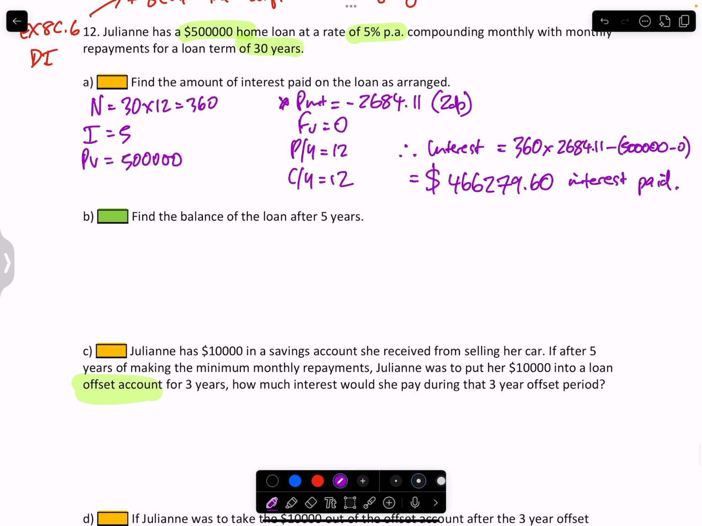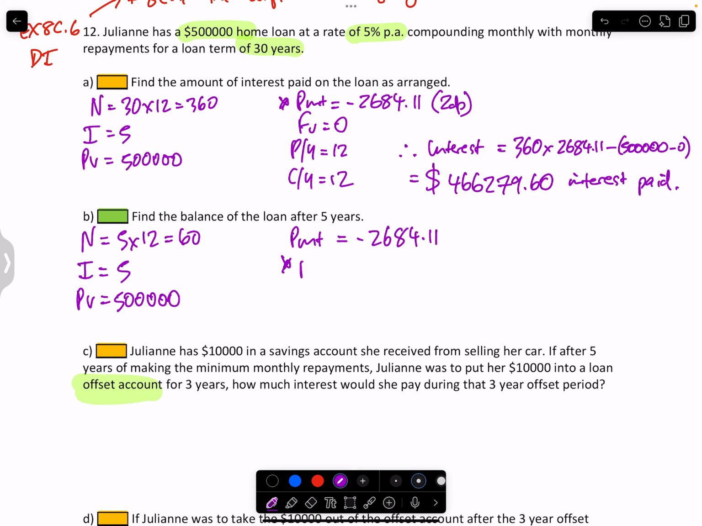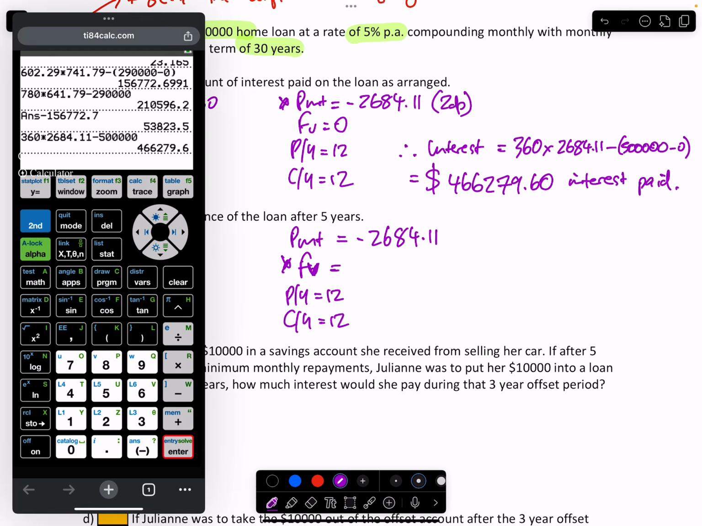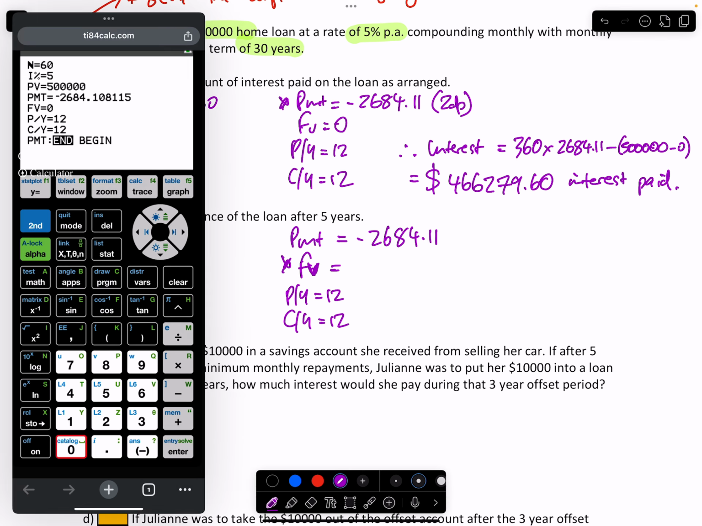What's the balance of the loan after 5 years? N is going to be 5 times 12, which is 60. Interest rate is 5. PV is 500,000. We already decided the PMT was 2684.11. Because I've only paid for 5 years, FV is not going to be 0. PY is 12. CY is 12. Apps, Finance, TVM, 60, negative 2684.11. Alpha, enter. That tells me I have $459,143.53 to 2 decimal points.